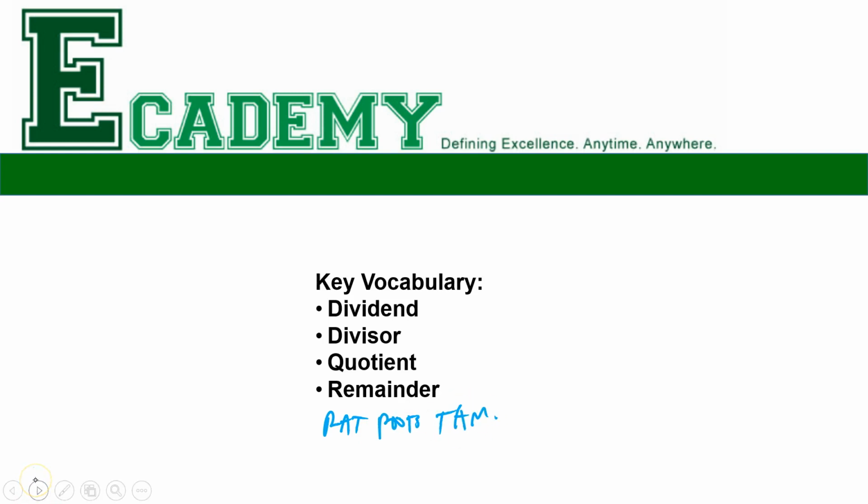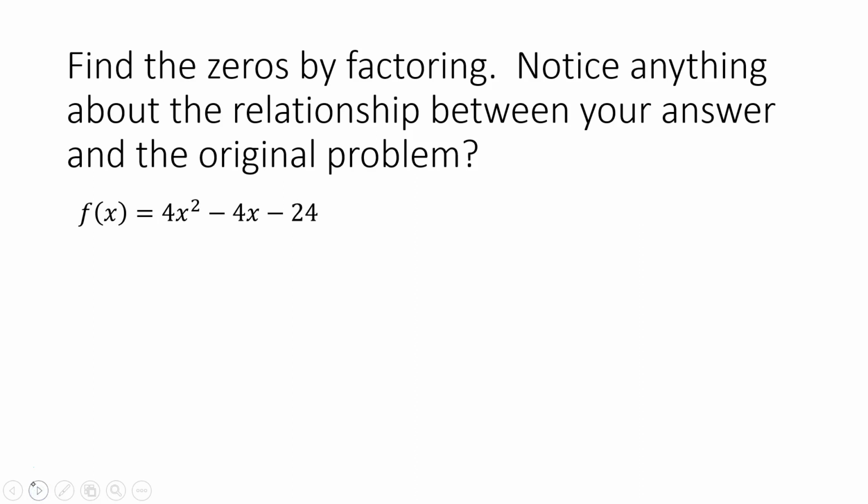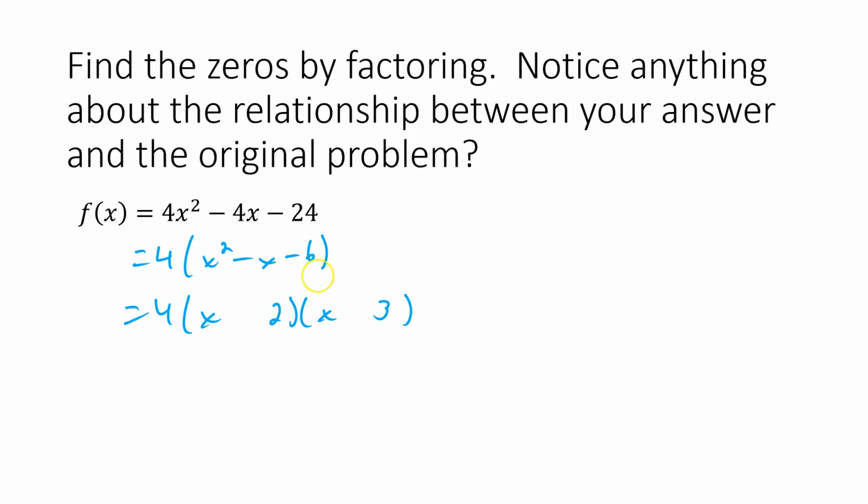Okay. So find the zeros by factoring. Notice anything about the relationship between your answer and the original problem. To factor this, I would first pull out a 4. And then I'm left with x squared minus x minus 6. So we can factor that. It's x and x. I have to think what multiplies to -6 and adds to -1. Well, 2 and 3 will add to 1 of some sort. I need -3 and a positive 2. Then I get -3x, positive 2x. So the zeros here are x equals -2 and x equals 3.